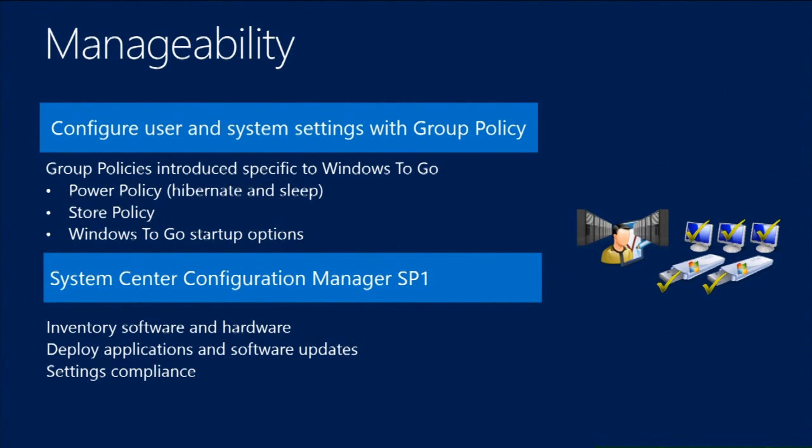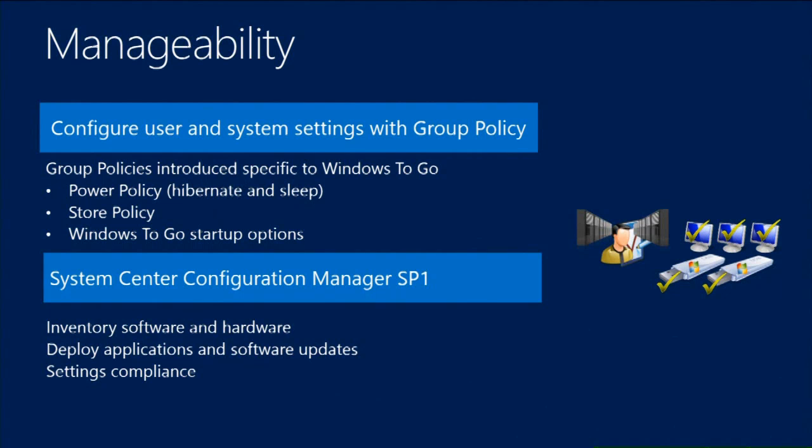you would manage a Windows to Go drive just like you would a PC at this point. System Center, just like provisioning, will also manage. You can inventory software applications, the drive itself. But 2012 SP1 is going to recognize the Windows to Go drive as a machine for that user, which is a nice functionality.